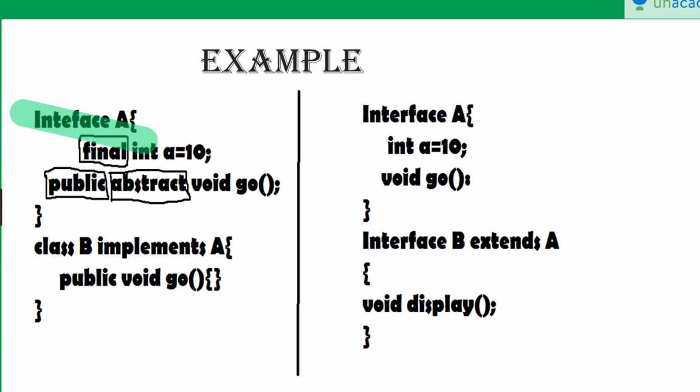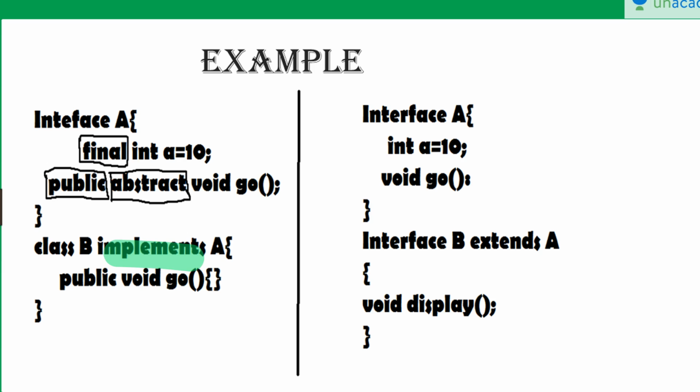Okay, now here we have class B which is trying to inherit A, which is an interface. If a class is trying to inherit an interface, then it must use implements, because it is going to implement all the methods of an interface. Okay, so that is why we have to use implements here. If a class is trying to inherit other class, then you must use extends. But if a class is trying to inherit an interface, then it must use implements, because it is going to implement all the methods of an interface.